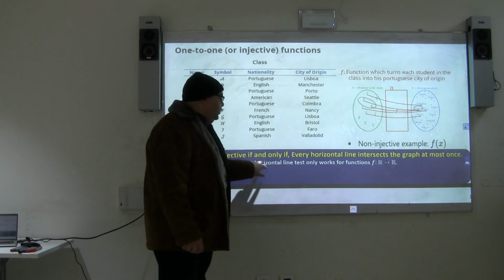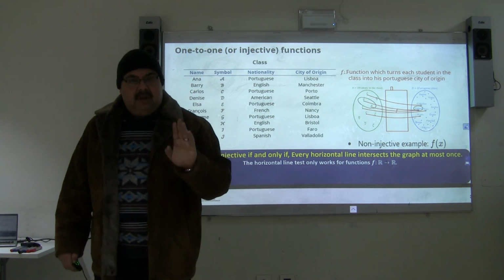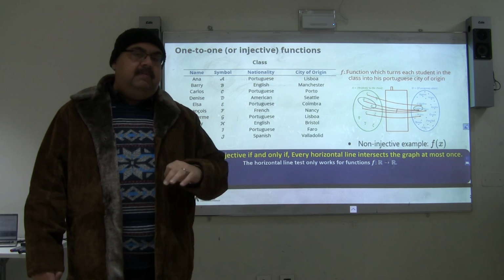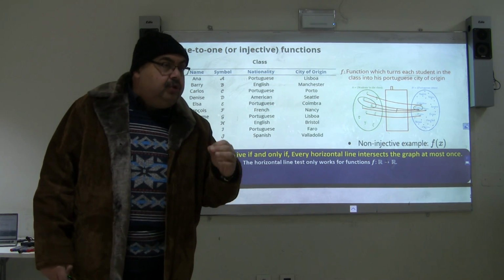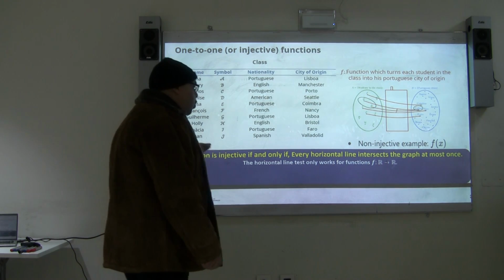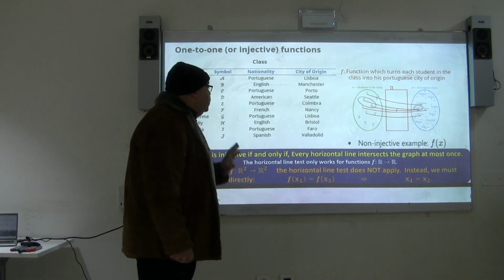The horizontal line test only works for real functions in one variable, or single valued functions. You will be able to use the horizontal line test in order to find if your function is one-to-one or not.